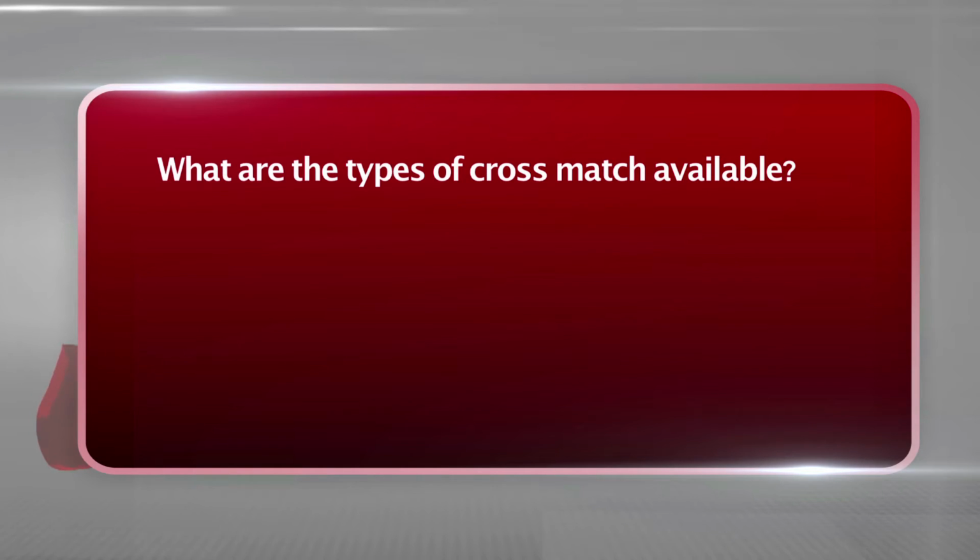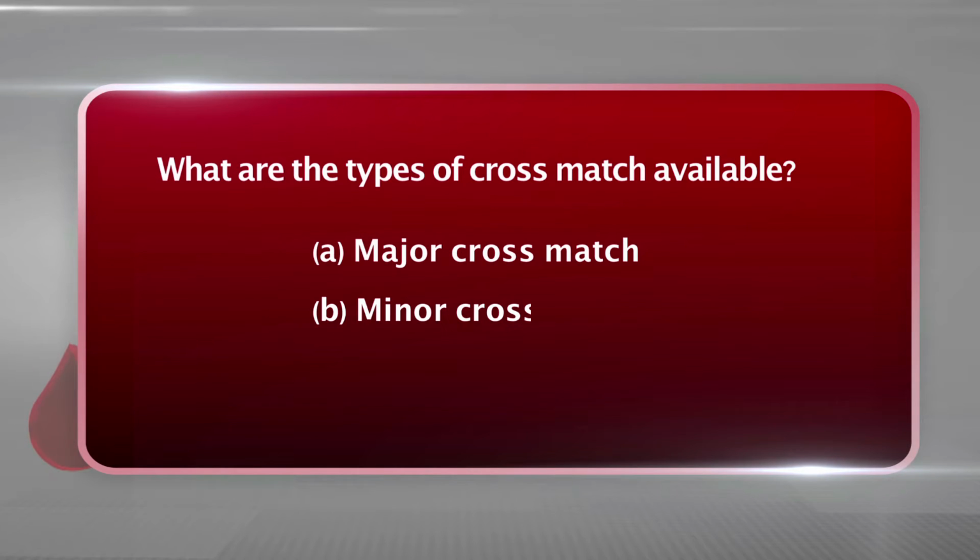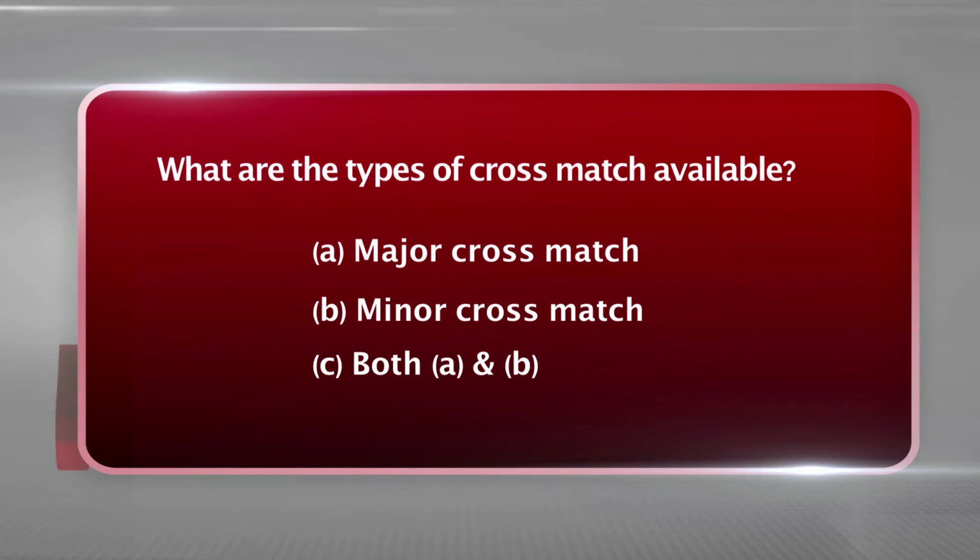What are the types of cross-match available? A. Major cross-match. B. Minor cross-match. C. Both A and B. The correct answer, C. Both A and B.